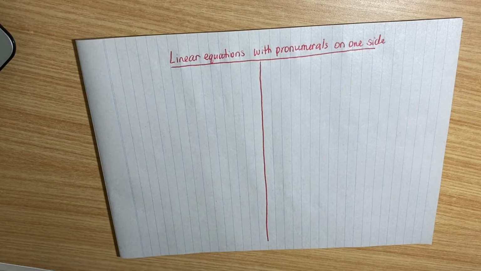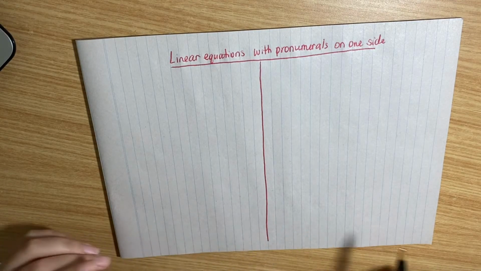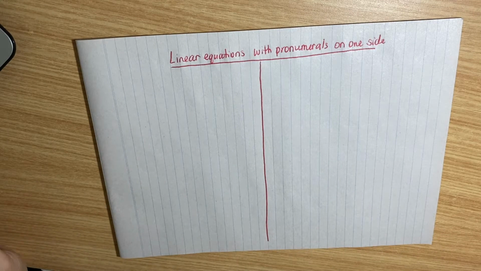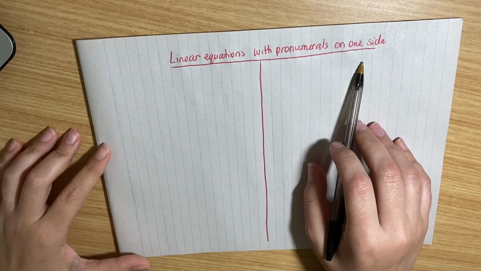All right, good morning guys, and welcome back to today's maths lesson. We're going to be looking today at linear equations with pronumerals on one side.